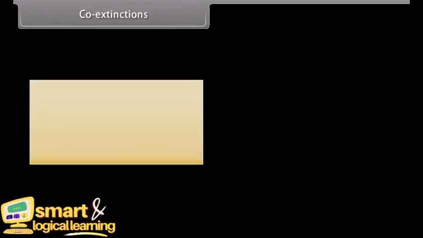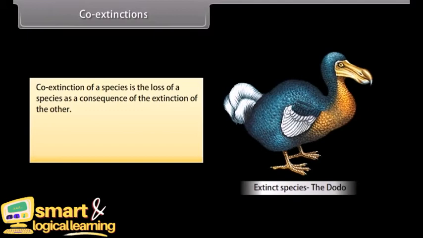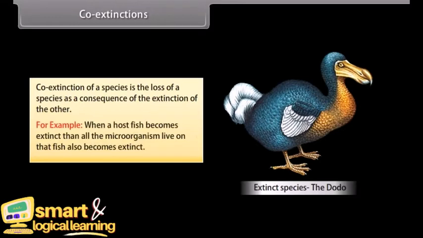Co-extinctions. Co-extinction of a species is the loss of a species as a consequence of the extinction of the other. For example, when a host fish becomes extinct, then all the microorganisms living on that fish also become extinct.